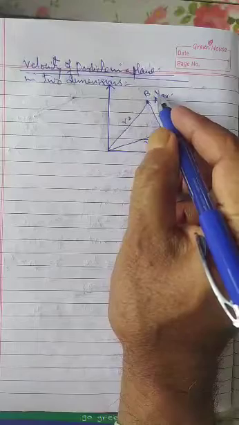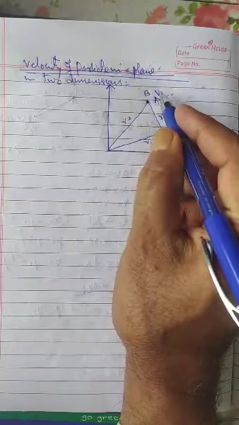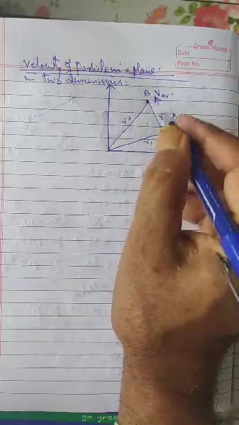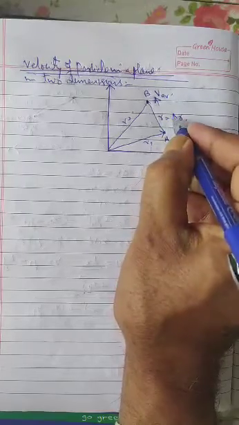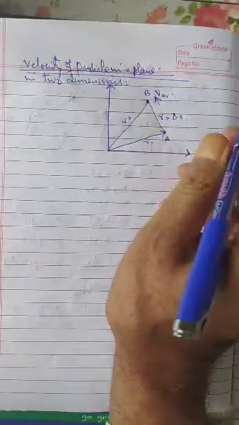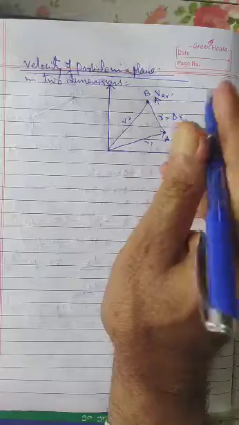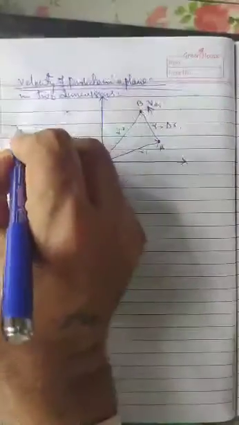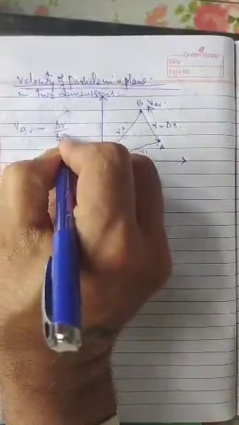Its average velocity is V av, and let it cover a small distance del r in small time del t. Therefore, what will be the average velocity? V av will be equal to del r by del t.